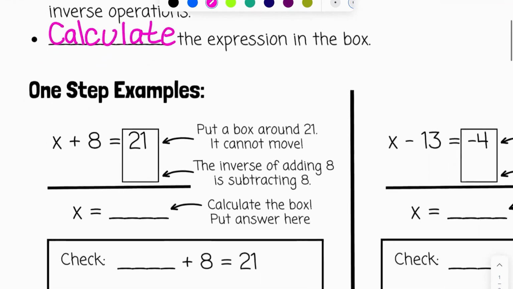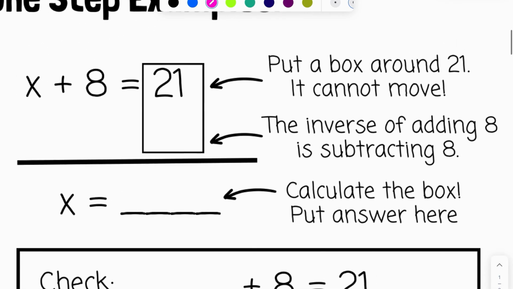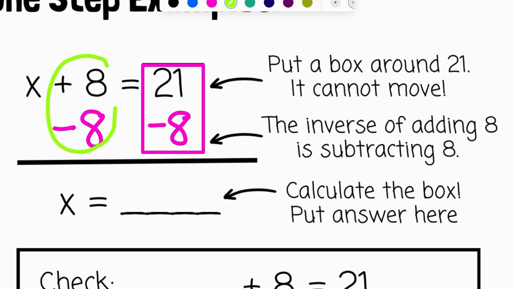Okay, let's look at our first example. Our first example is x plus 8 equals 21. The 21 is by itself. There's not an x on the right side of that equation. So we're going to put our box around the 21. This tells me not to move my 21. So I look on the other side and I have x plus 8. That's addition. The inverse of addition is subtraction. So we're going to subtract 8. We will put it under the positive 8 and we'll put it in our box.